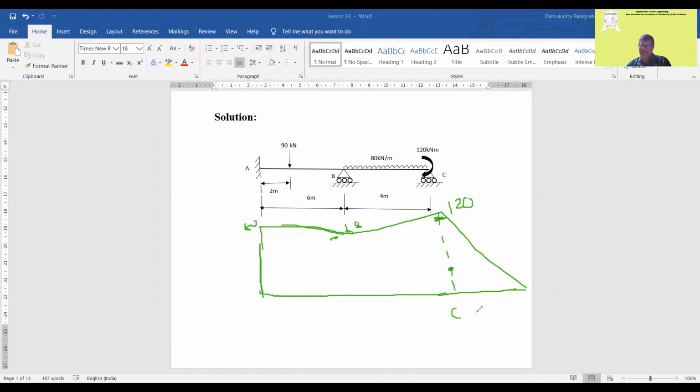This is your support C. This is D. And this is your A. So A, B, C, D you can write down. And you see this is minus 80, or minus 78, means anti-clockwise. So anti-clockwise moments are negative here. Clockwise moments are negative here. Again here anti-clockwise is negative. Here again clockwise is negative. So just write the ordinates.